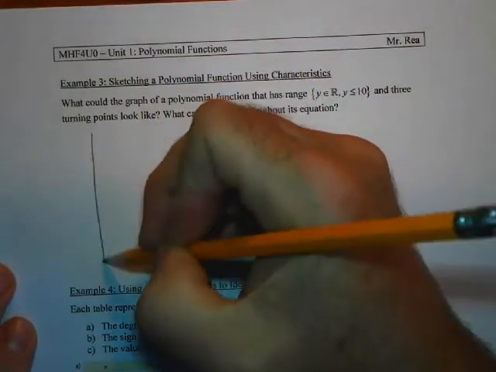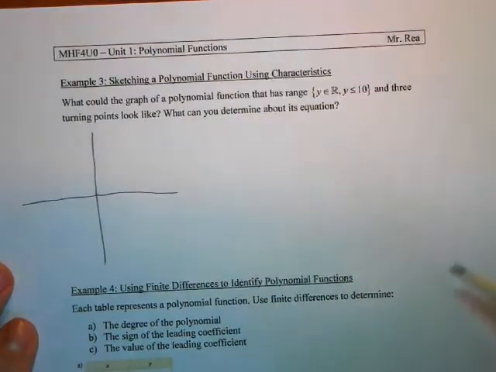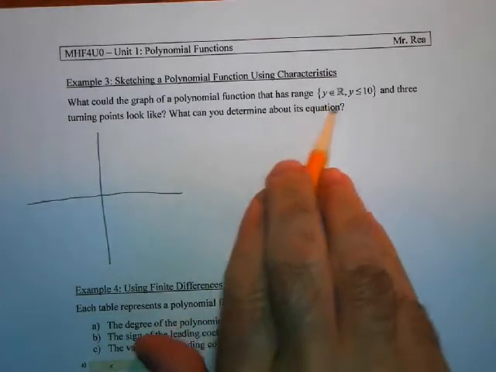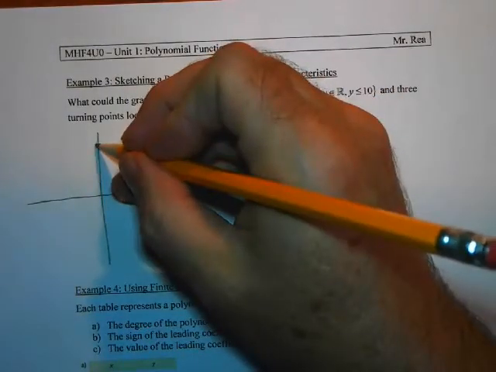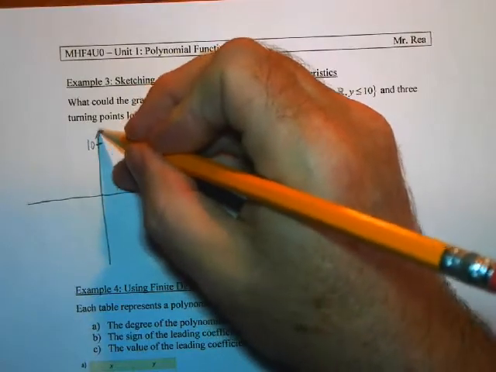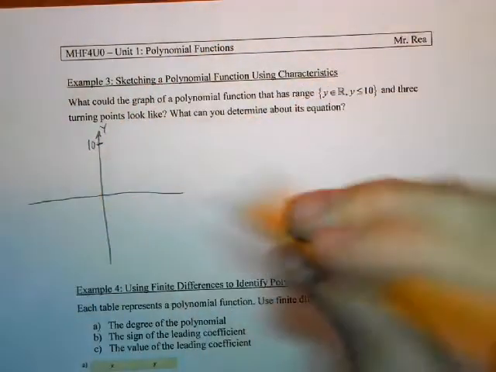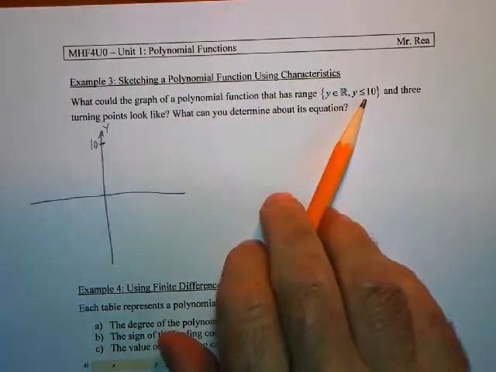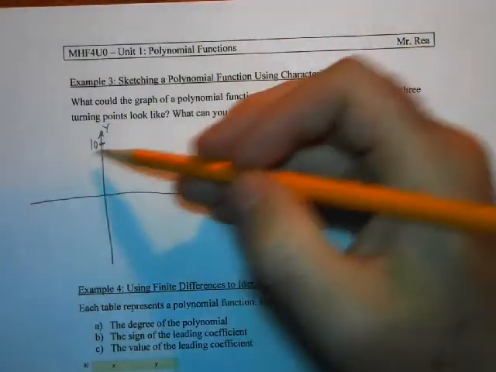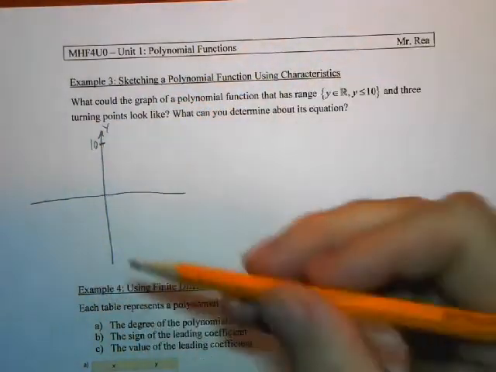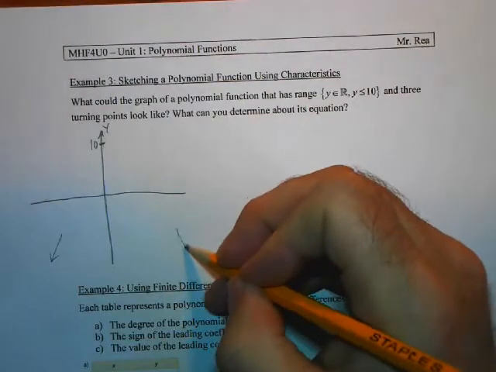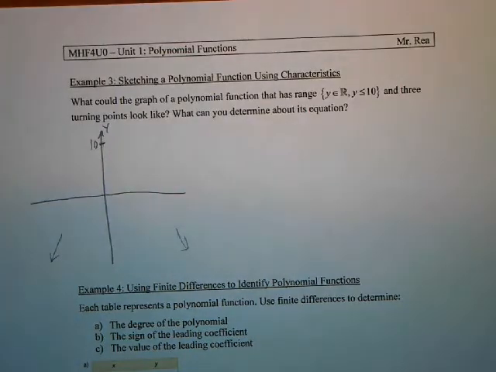So we're going to start right off by drawing a possible graph. The range says it's less than or equal to 10, so if I have my 10 up here, the function is actually going to hit a y value of 10 because it's also equal to 10, but everything to the left and right will be below. So that tells us that it's for sure going to be approaching negative infinity on both sides.